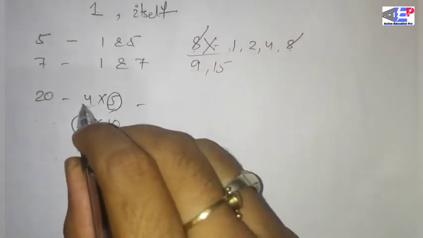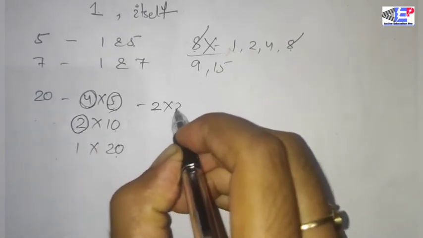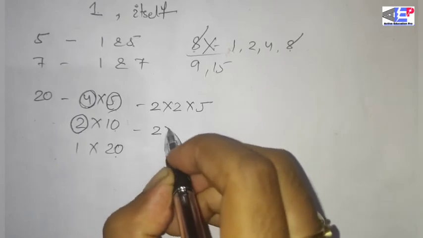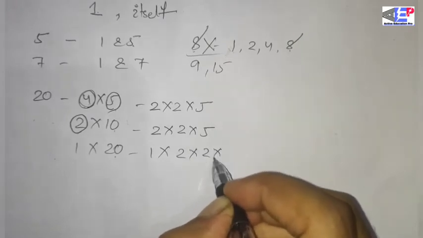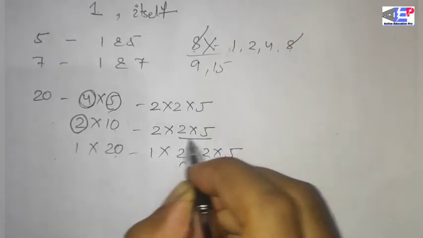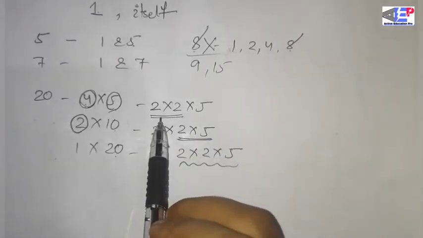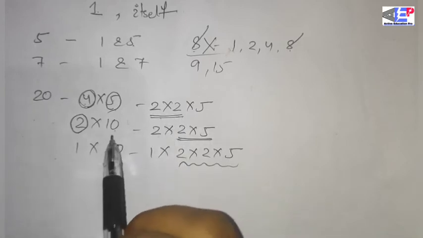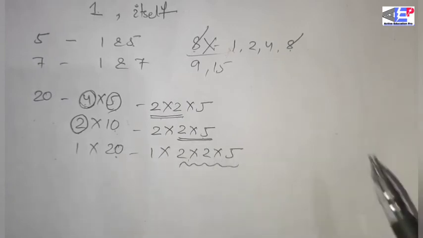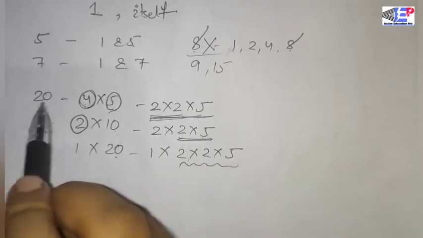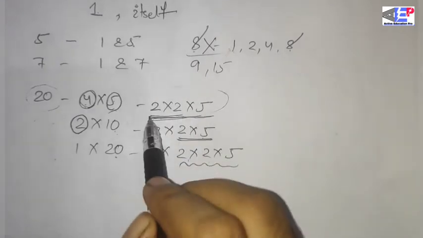You can split these again. This 4 is a composite number, so you can factorize it again as 2 into 2. You can write 2 into 2 into 5. This is 20, this is 10 and this is 4. Now the composite number 4 factorizes as the prime numbers 2 into 2, 10 factorizes as 2 into 5, and 20 as 2 into 2 into 5. So this is the prime factorization: if you factorize 20 with the help of prime numbers, it is 2 into 2 into 5.